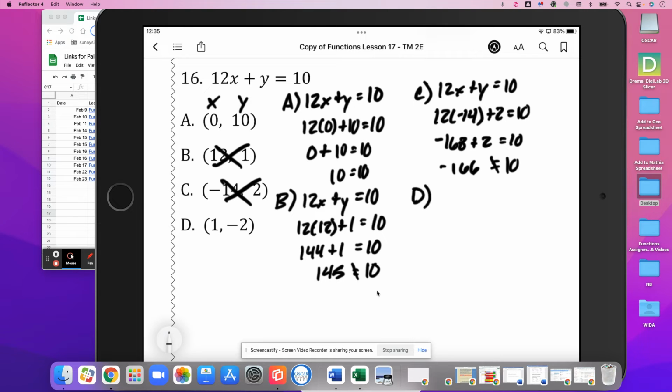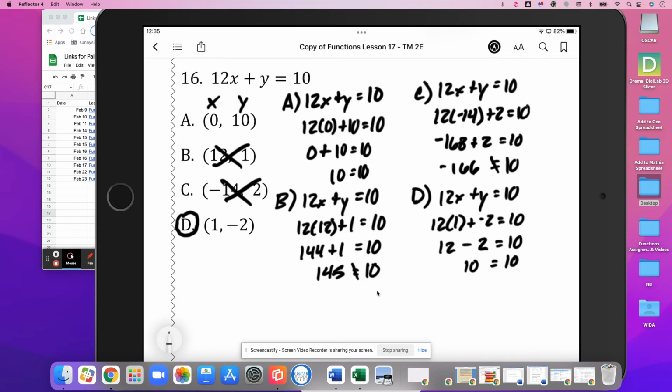And then lastly, for this problem, D, 12x plus y equals 10. 12 times 1 plus a negative 2 equals 10. So 12 times 1 is 12. That plus and minus is going to make a minus 2 equals 10. And yes, 12 minus 2 is 10, and 10 is equal to 10. So D does satisfy the function. So our answer for this one, I forgot to circle A, is both A and D.